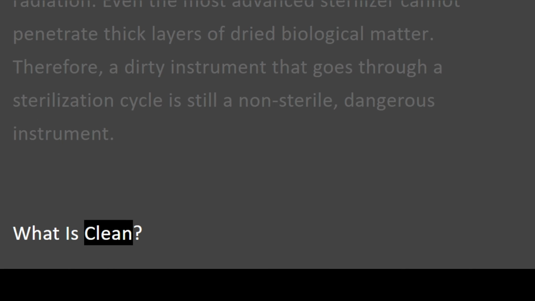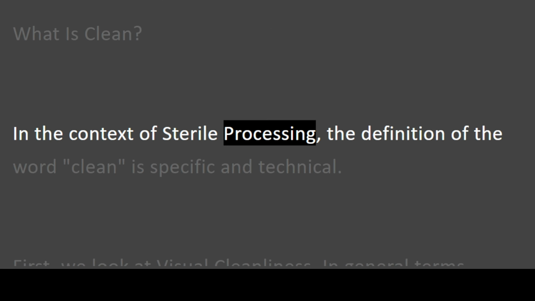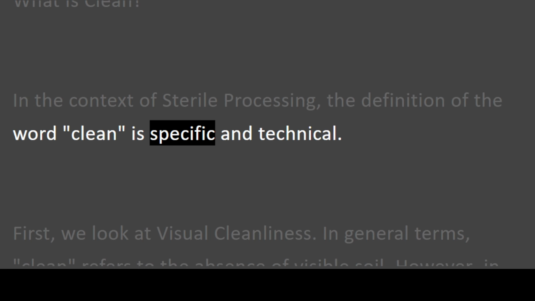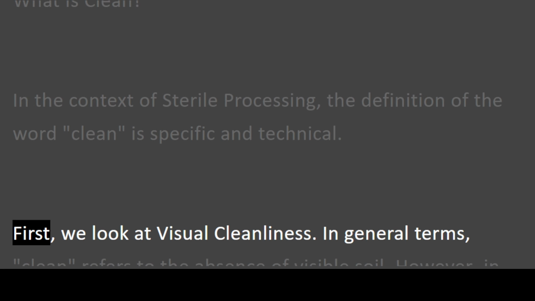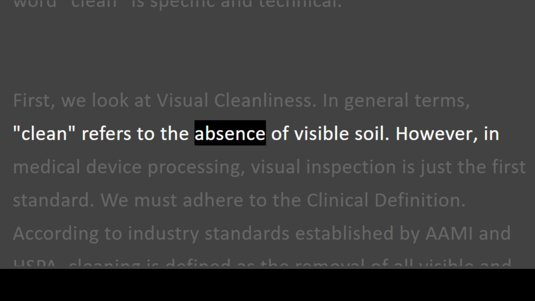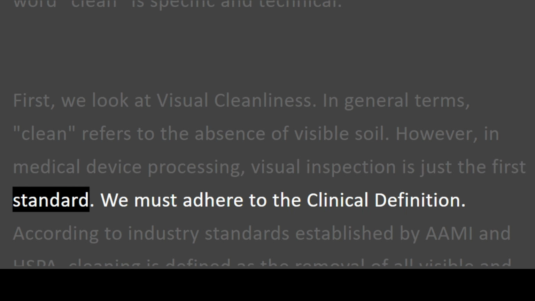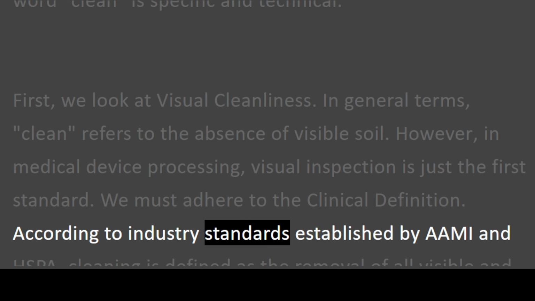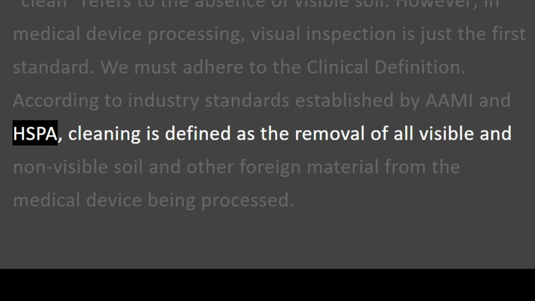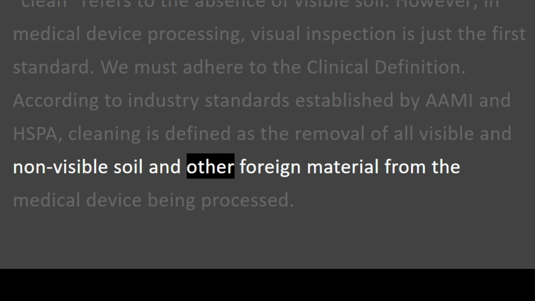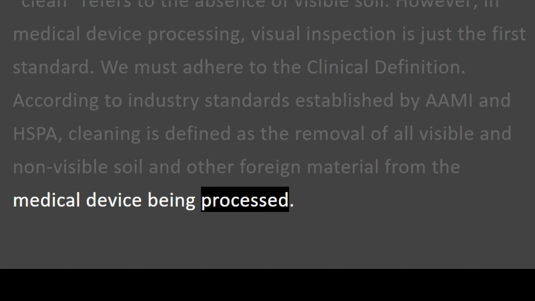What is clean? In the context of sterile processing, the definition of the word clean is specific and technical. First, we look at visual cleanliness. In general terms, clean refers to the absence of visible soil. However, in medical device processing, visual inspection is just the first standard. We must adhere to the clinical definition. According to industry standards established by AAMI and HSPA, cleaning is defined as the removal of all visible and non-visible soil and other foreign material from the medical device being processed.